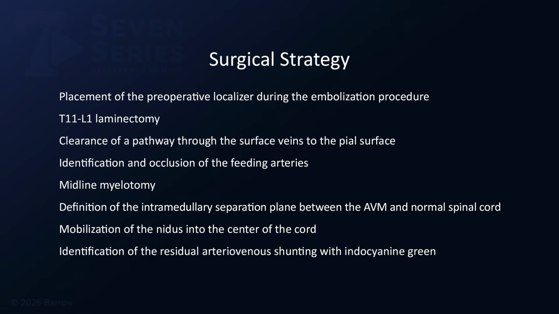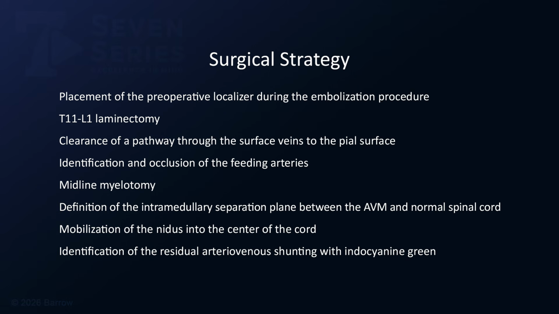Surgical strategy includes the preoperative localizer placed during the embolization procedure. This facilitated the identification of the appropriate levels. A T11 to L1 laminectomy was performed. First, a pathway was cleared through surface veins to the pial surface of the dorsal spinal cord. Next, the feeding arteries were identified and occluded on the surface.